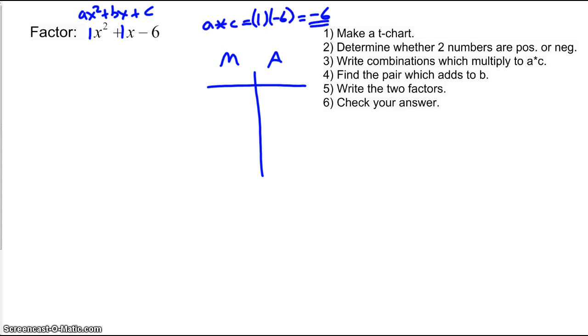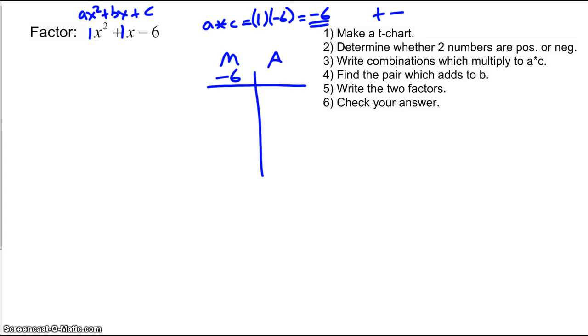Now, if that's a negative, the two numbers I'm looking for are going to have to produce a negative if they multiply together. And so that means that one is going to be positive and one is going to be negative. So that gives me something to shoot for when I'm looking for the two numbers. I know one of them is positive and I know one of them is negative.